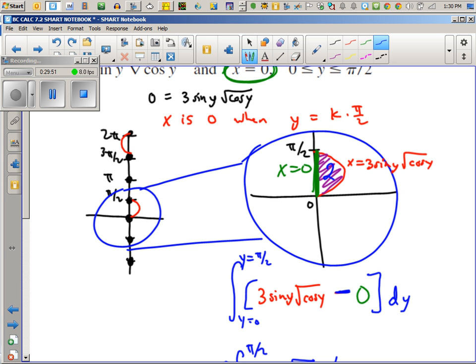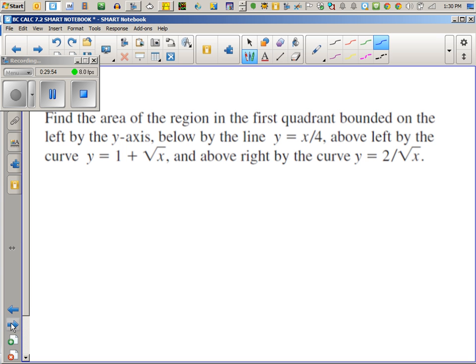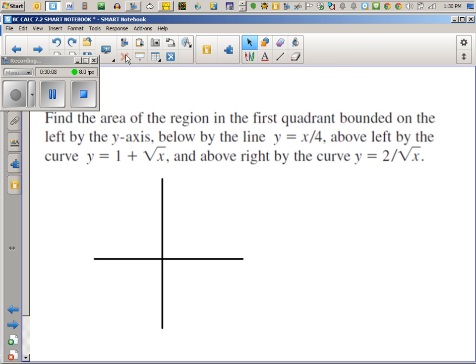Okay? And then this one, you just have to draw everything very, very carefully. All right, so here's y equals x over 4. Yeah, question?